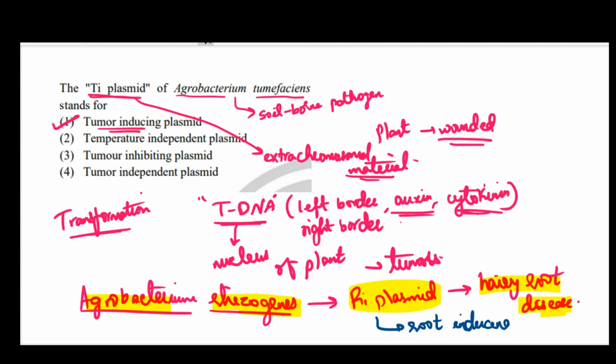Root inducing plasmid. So basically, Agrobacterium tumefaciens is used in gene transformation experiments where we remove the tDNA and insert our gene of interest, as a result of which the plants get transformed. And this Ti stands for tumor inducing. I hope the solution for this question is clear.